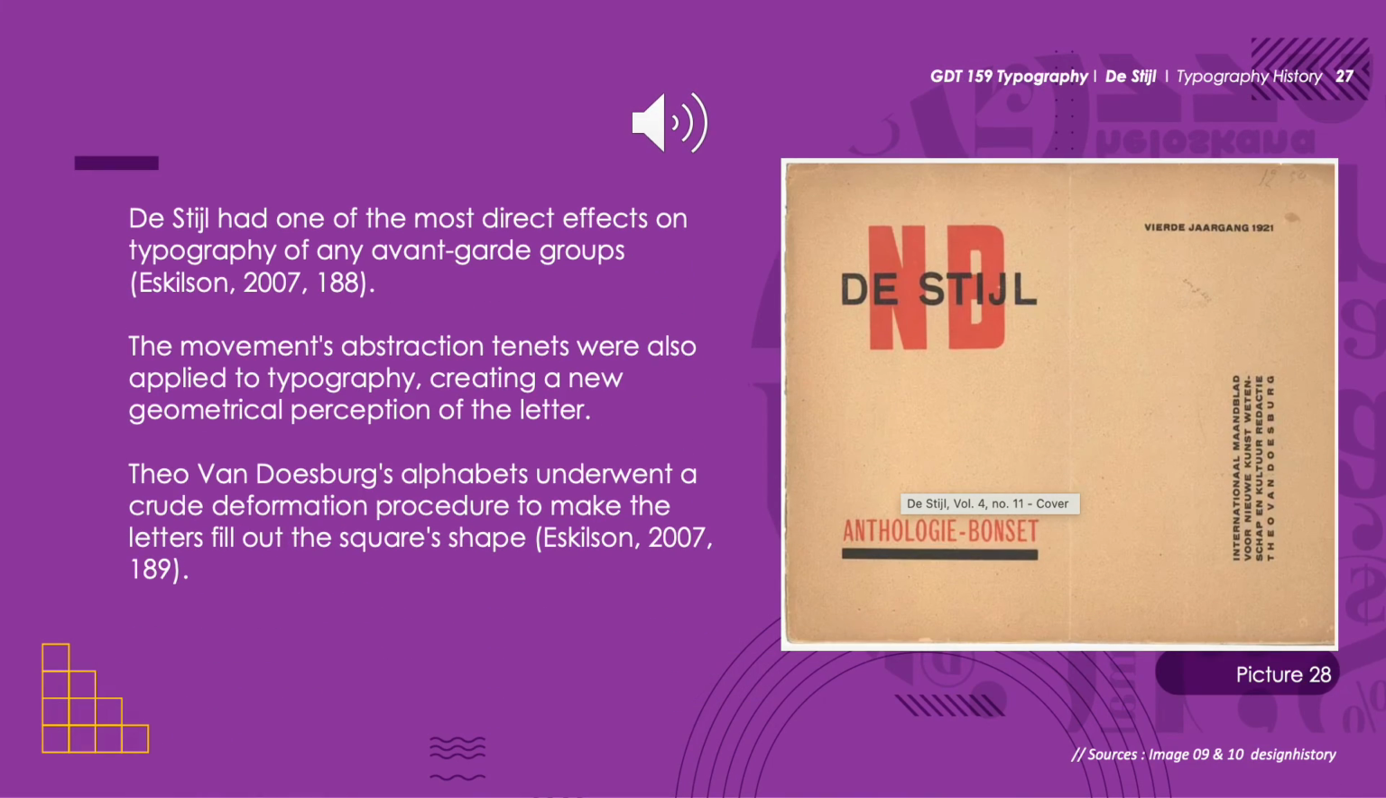De Stijl had one of the most direct effects on typography of any avant-garde group. The movement's abstraction tenets were also applied to typography, creating a new geometrical perception of the letter. Theo van Doesburg's alphabets underwent a crude deformation to make the letters fill out the square shape.